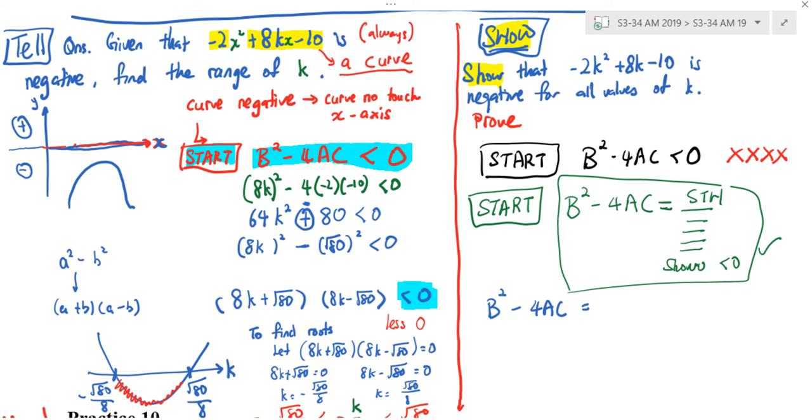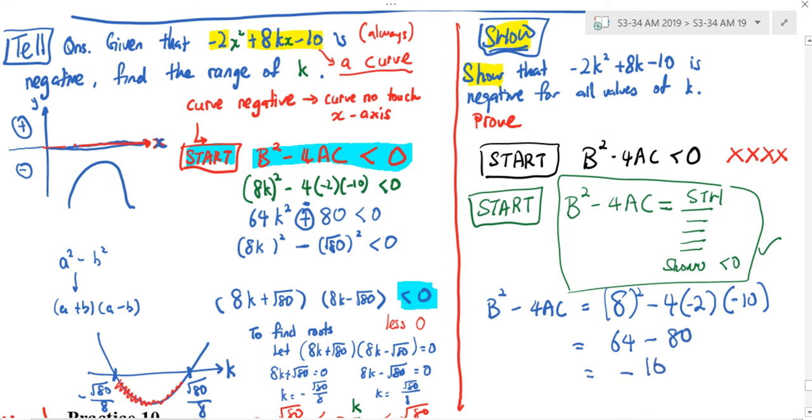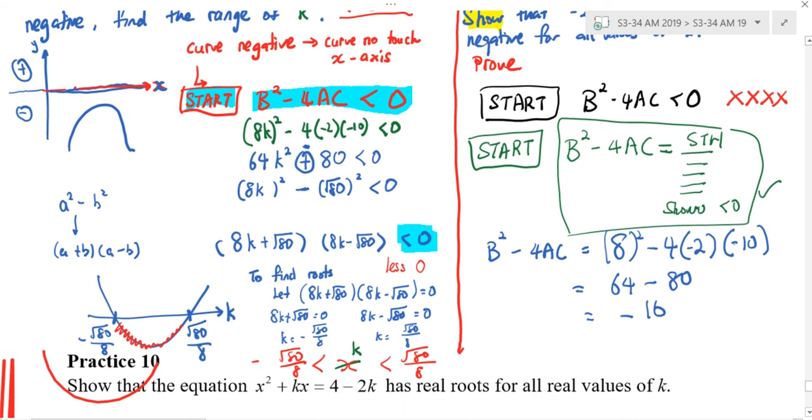So what is b? 8. Because there's no X behind. There's no X square here. It's just K square and K. So this one is just 8 square minus 4 what? Can you work out this number? Thank you. Still talking. If you do this for this, zero mark. If you do this for this, zero mark. I show you, the answer is different.